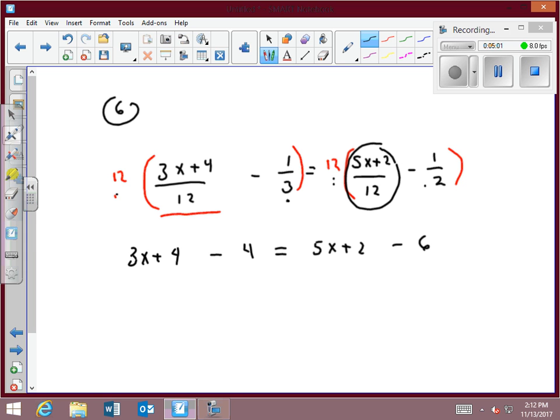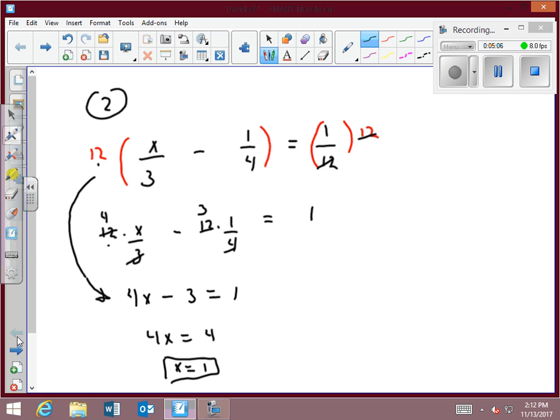Is there any part of this you're not following what I'm doing? I'm just making this step right here, right? In this particular problem.